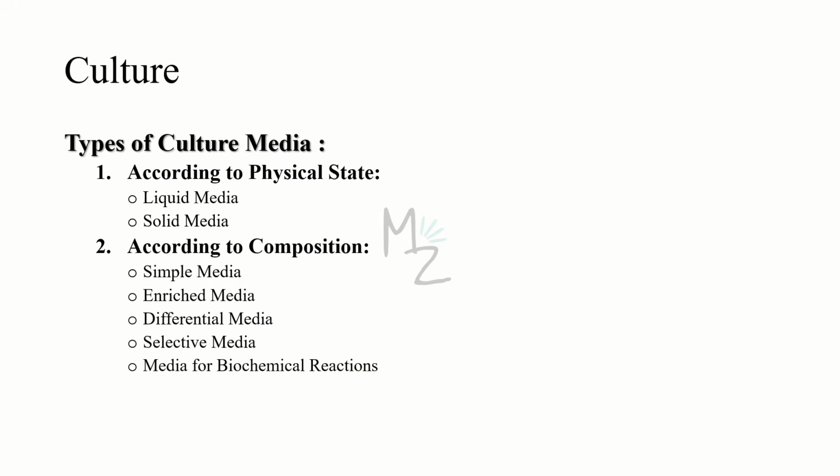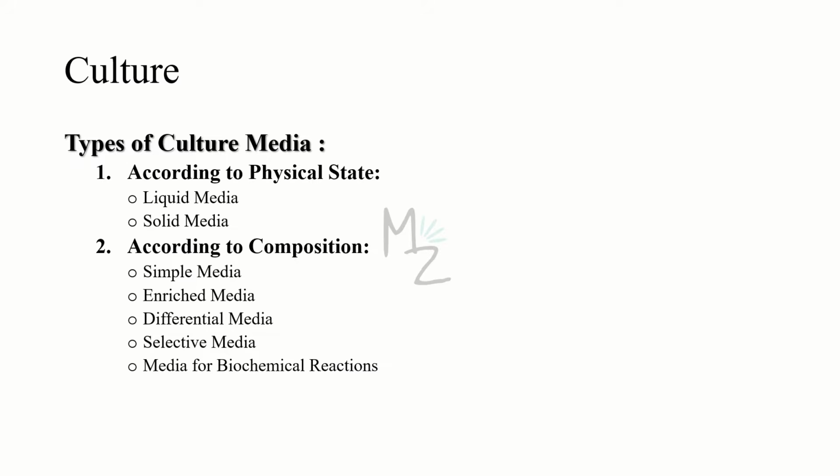But in some places, you'll also find the classification of culture media based on physical state and composition. According to physical state, culture media is classified into liquid and solid. Liquid media is fluid in nature and it is usually placed in test tubes. It is also called broths, for example, nutrient broth, tryptic soy broth, phenol red carbohydrate broth. And solid media is prepared by adding solidifying agents like gelatin and agar to liquid medium, for example, nutrient agar, blood agar, MacConkey agar, and chocolate agar.